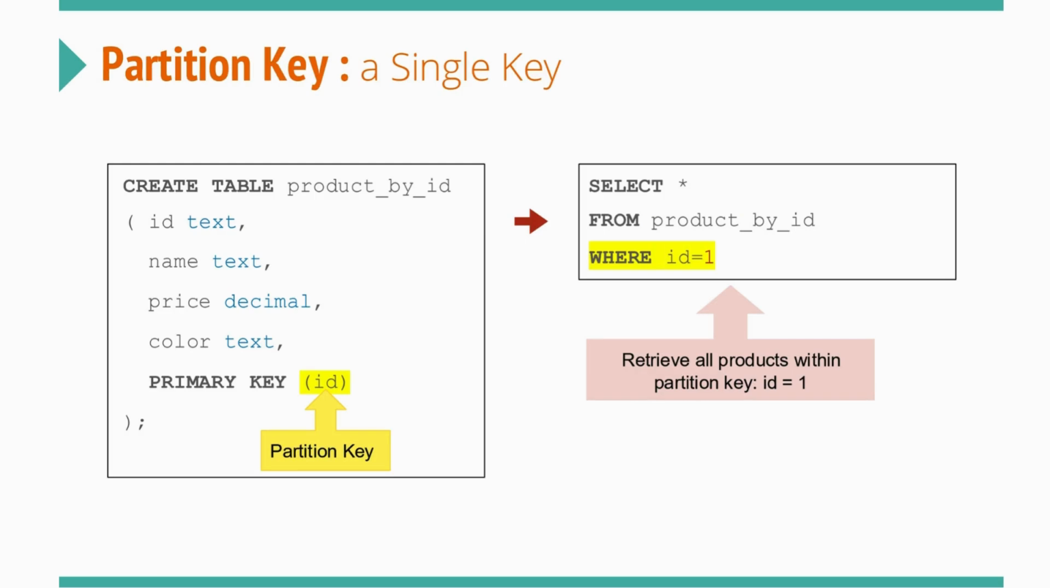Let's look at an example. Here we create a table product by ID. The primary key is simply ID. In this case, ID is our partition key. When we want to retrieve a product, our where clause must specify the ID. The query select all from product by ID, where ID equals 1, is very efficient. Cassandra will hash the value of 1, immediately know which node holds that data, and go get it.